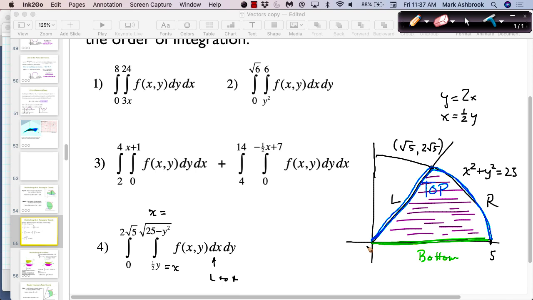So top, left to right. When we go from 0 to radical 5, what's our bottom and what's our top? In this first part, from 0 to radical 5, the bottom is 0. The top is 2x. That's this part over here. Then when we go from radical 5 to 5 in x, the bottom is 0 and the top is this thing, y expressed in terms of x. So radical 25 minus x squared. Okay, I'll leave it up if you want to ask me on your way out.